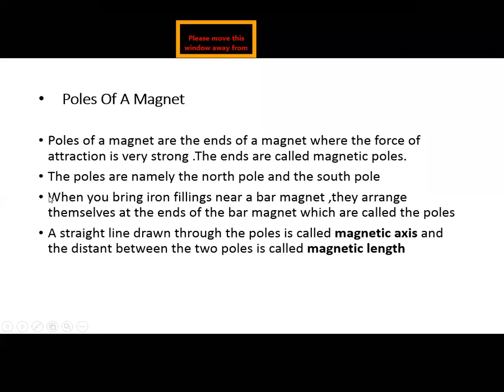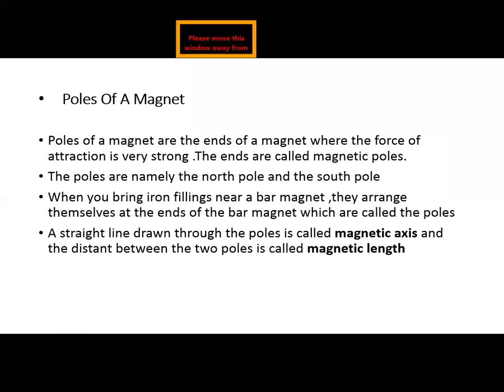So when you bring an iron filing near a bar magnet, they arrange themselves at the ends of the bar magnet, which are called the poles. So the force of attraction occurs at the poles of the magnet, that's the north pole and the south pole. So when you bring an iron filing, let's say this is our magnet, the attraction is going to occur at either the north pole or the south pole.